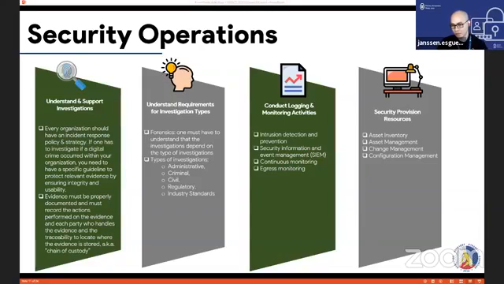So this can be done through the employment or implementation of security information and event management. This provides logging and monitoring activities that computer science or information security professionals can refer to.